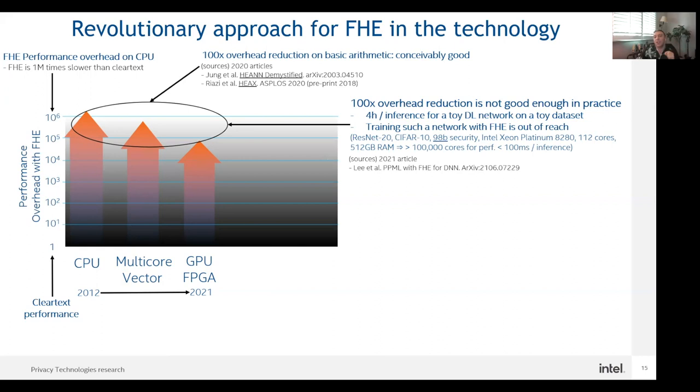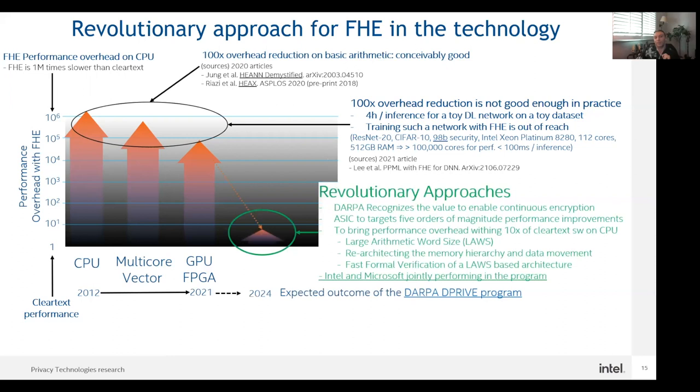Because you end up, for example, with 4 hours per inference on a toy neural network. And the consequence of that is not that performance maybe can scale with many cores and things like that. But the truth is that it becomes not cost effective in terms of total cost of ownership. So even though you can realize that proof of concept from a performance perspective, the electricity bill that you are asking someone to pay for deploying your solution is too high. And so we are not going anywhere with evolutionary approaches. We do need revolutionary approaches to homomorphic encryption.